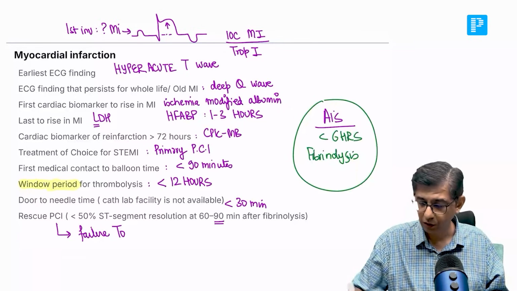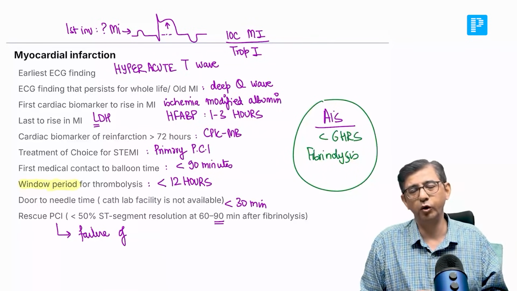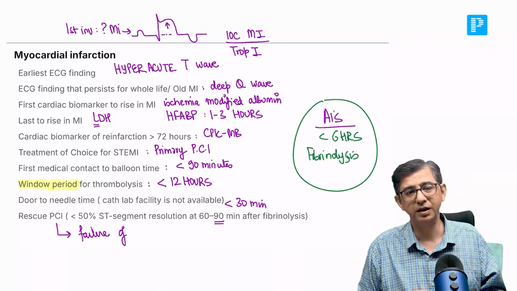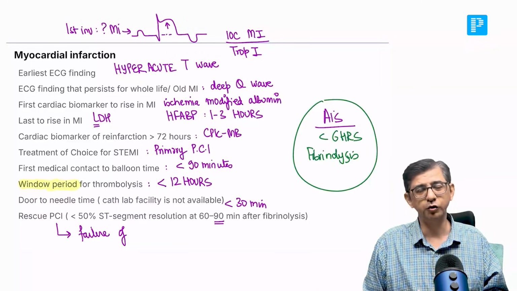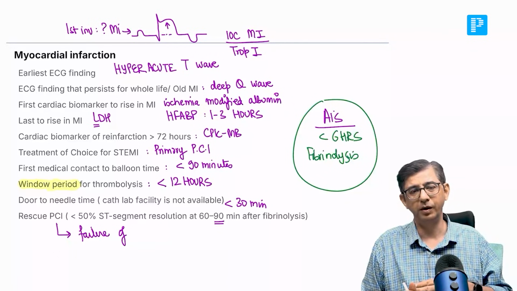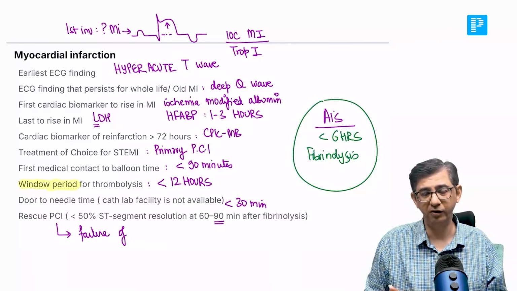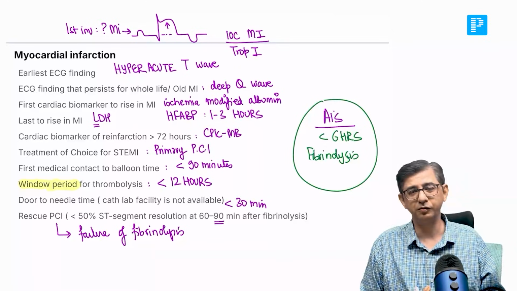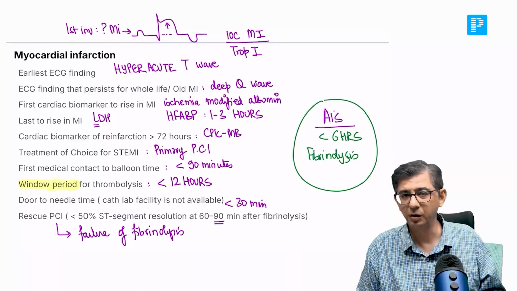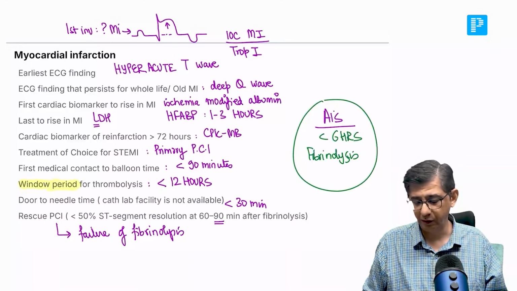So failure of thrombolysis. What do you mean by the word failure is that there's a less than 50% decrease. Suppose ST elevation was 4 millimeter, it should decrease to 3, 2, 1 like that. But here there's less than 50% improvement in the ST segment changes 90 minutes after fibrinolysis, that is when we say this is a failure of fibrinolysis, and we need to rush the patient to a cath lab facility where a rescue percutaneous coronary intervention would be done.